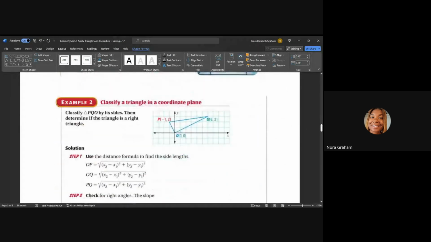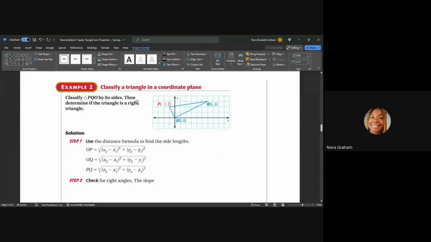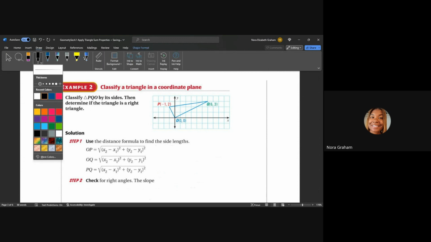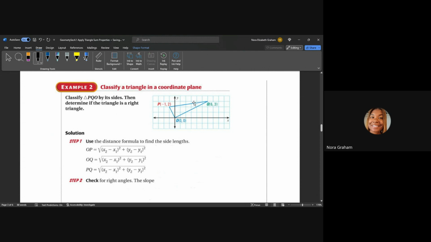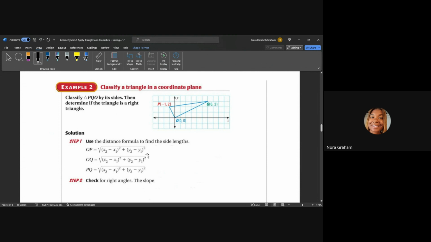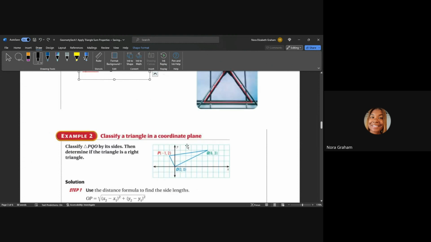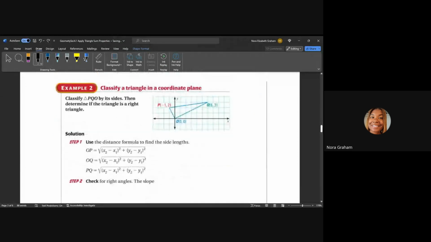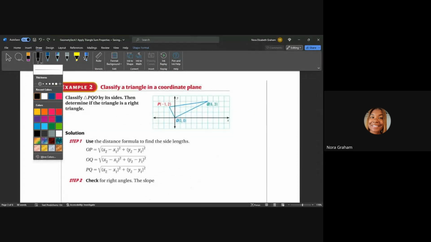And so for example 2, right here, they want to classify a triangle in a coordinate plane. So classify triangle PQO by its sides, then determine if the triangle is a right triangle. So this is like a 2-step problem. So let's begin. First thing we want to do is find all the sides of our triangle by using the distance formula. I already have the distance formula written out right here. So we can go ahead and start using that. Let me just get my pen set up right here. There you go. So first thing we're going to find is OP.